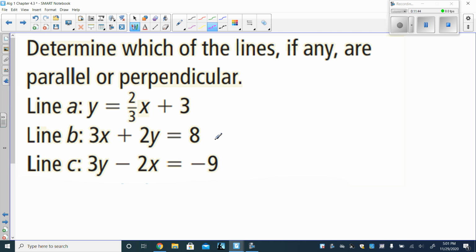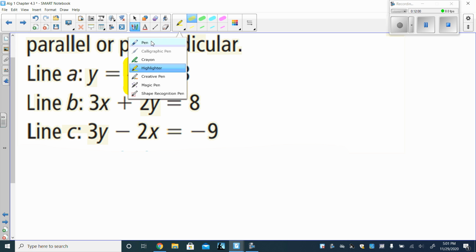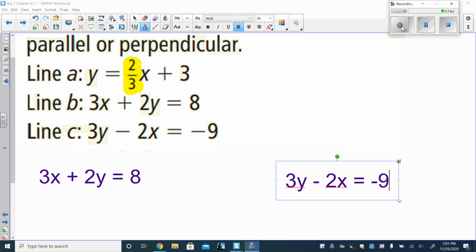So let's look at another one here. Let's look at these here. Now, luckily, they did give us one line already. Line A, they already gave us the slope, 2/3. And it already is in y equals mx plus b form. Now, the other two, unfortunately, are not.